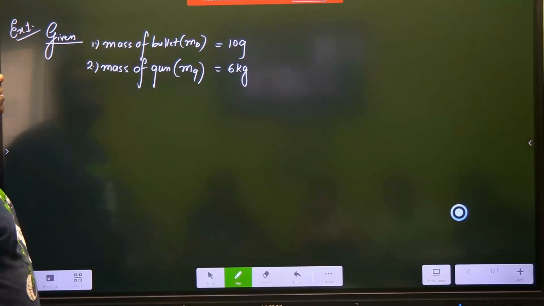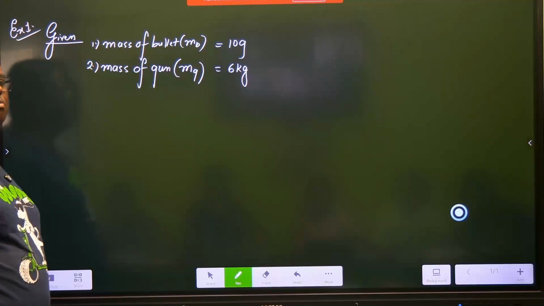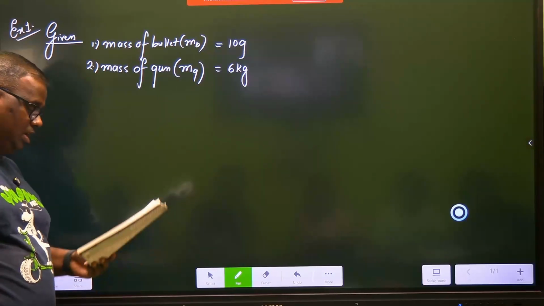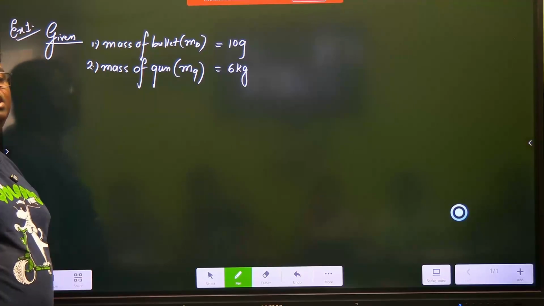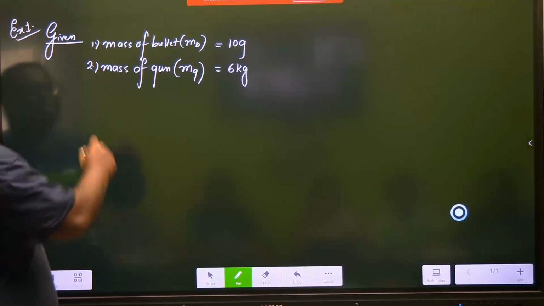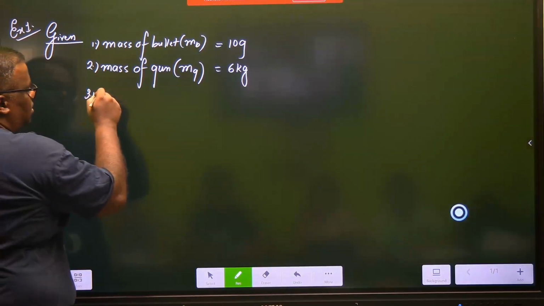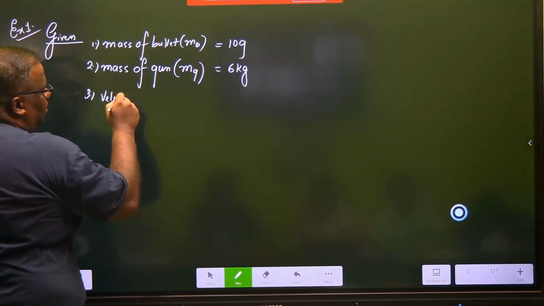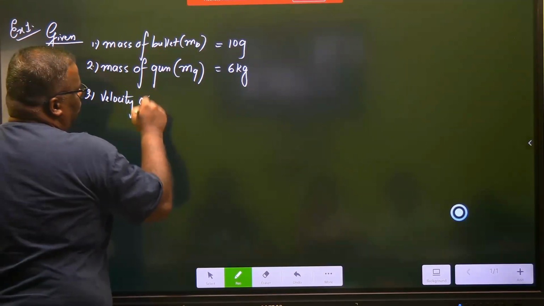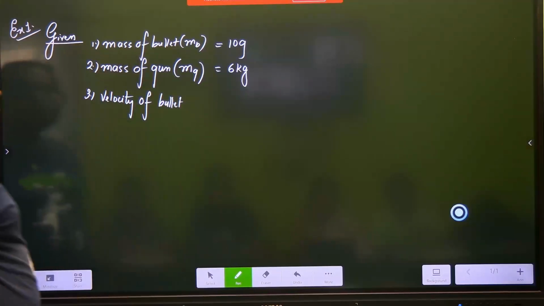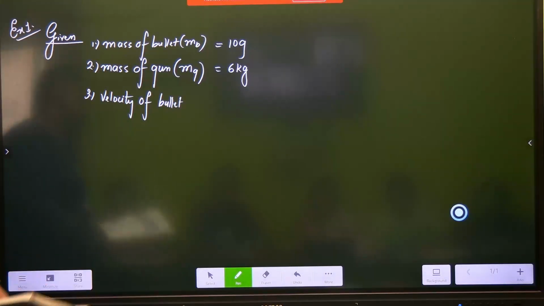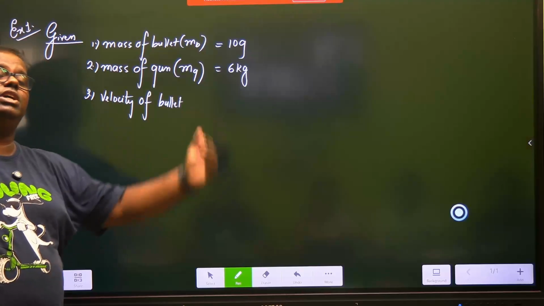In these problems, it does not matter to change the units, but preferably we'll change the units. Okay, 6 kg with a velocity of 300 meters per second. So the third data is velocity of the bullet. Now, how will you write this? Is fired with a velocity of 300 meters per second.